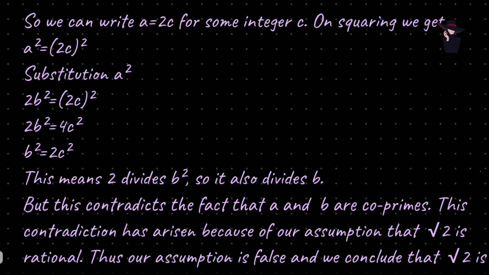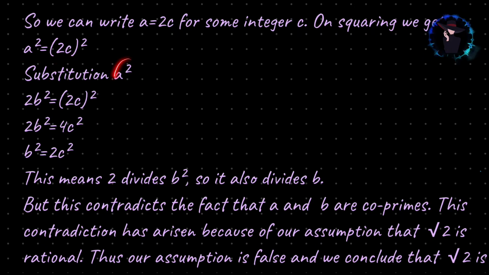So we can write a is equal to 2c, where the value of a should be any positive integer, right? As we have seen in theorem 1.6, the value of a is any positive integer, which we are taking as c. So a is equal to 2c, and 2c is our positive integer. We'll square it again: a square is equal to 2c whole square.